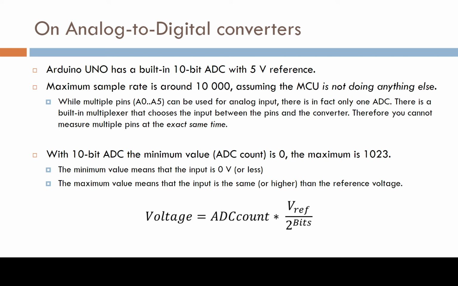count. Then the maximum value of 1023 means that the input signal was either 5 volts or a little bit above that. When you have a separate sensor, it may actually give signals that are smaller than 0 or higher than that 5 volts.